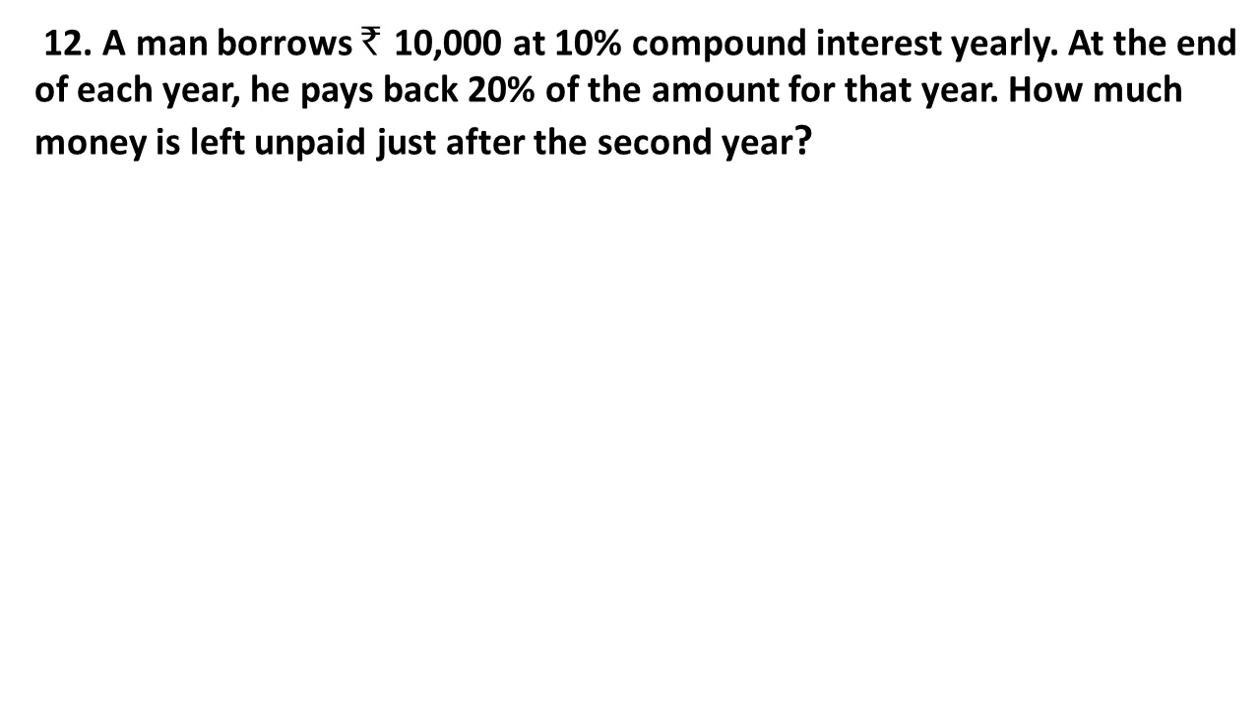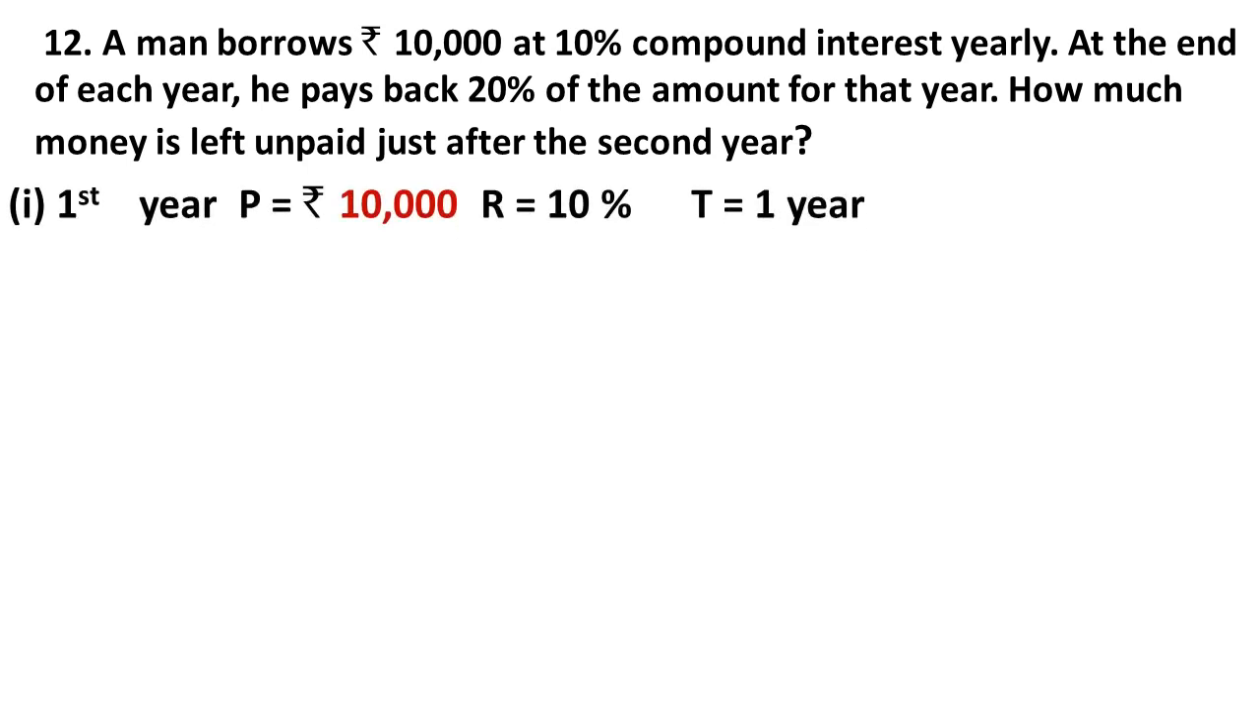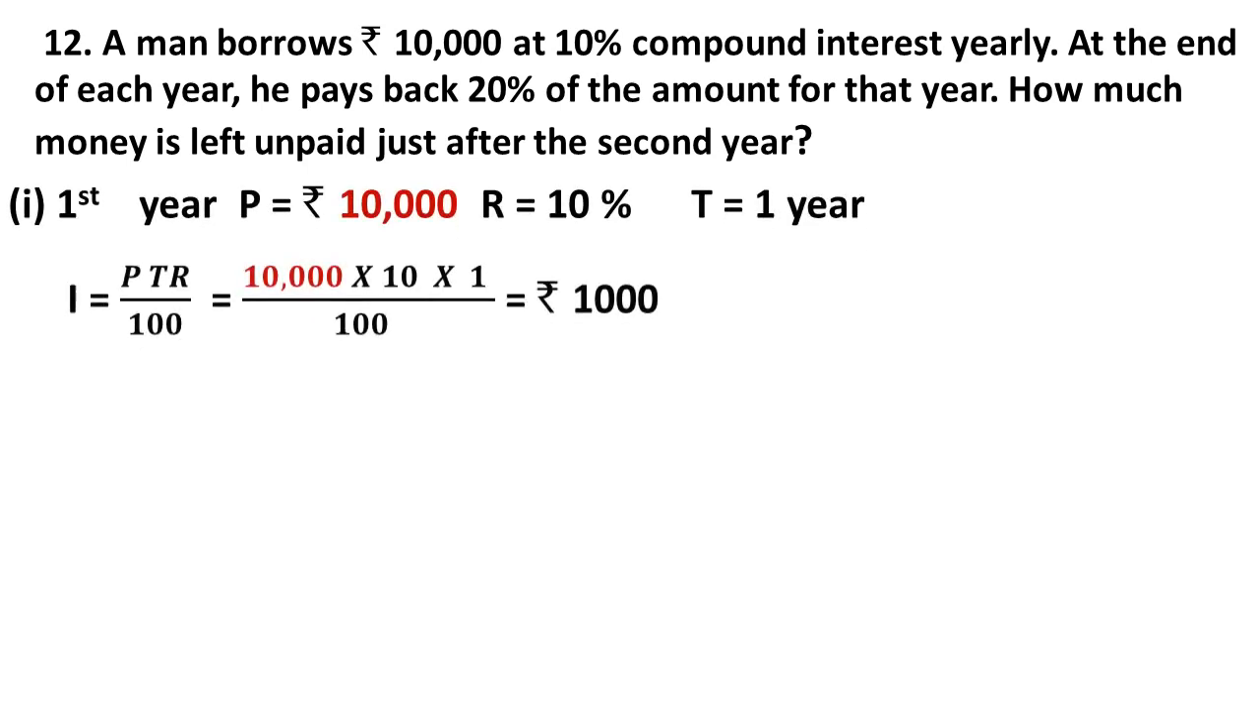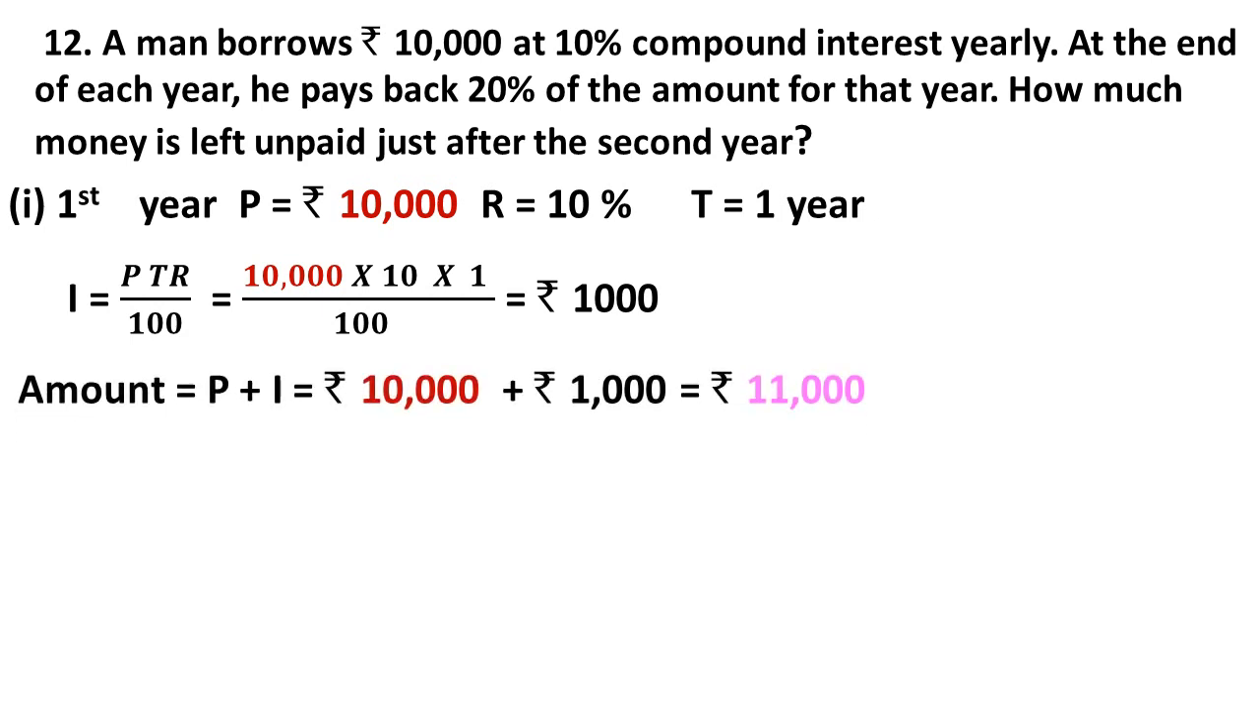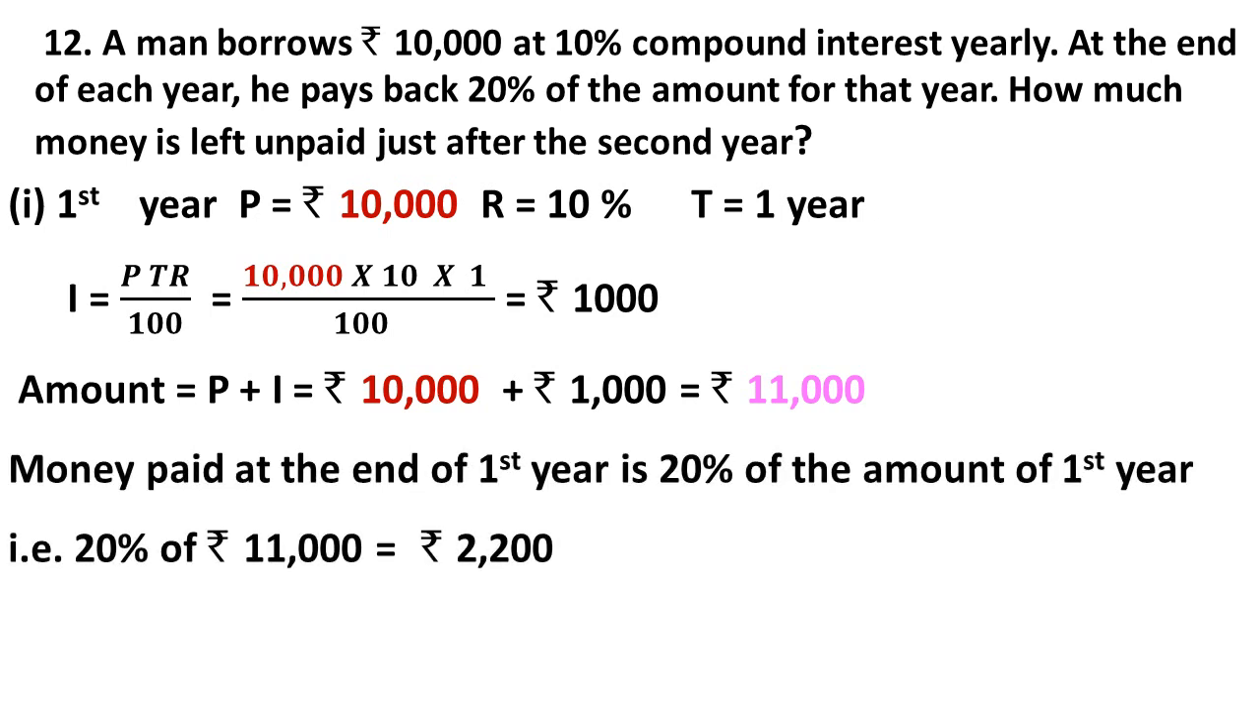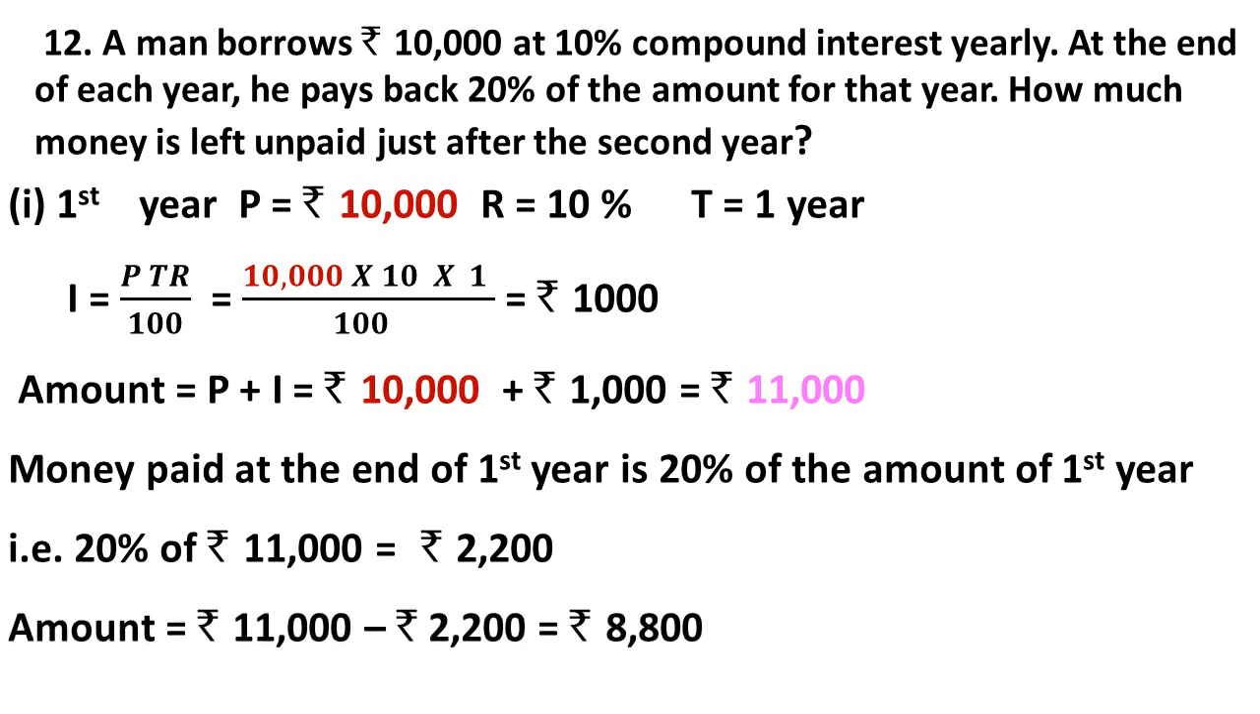Let us see how to find the solution for this question. Consider principal as 10,000, rate as 10%, and the interest at the end of the first year is 1,000, and the amount due at the end of the first year is 11,000. Now we have to calculate 20% of 11,000. That leads to rupees 2,200, and the balance amount at the end of the first year is 11,000 minus 2,200, which is equal to rupees 8,800.